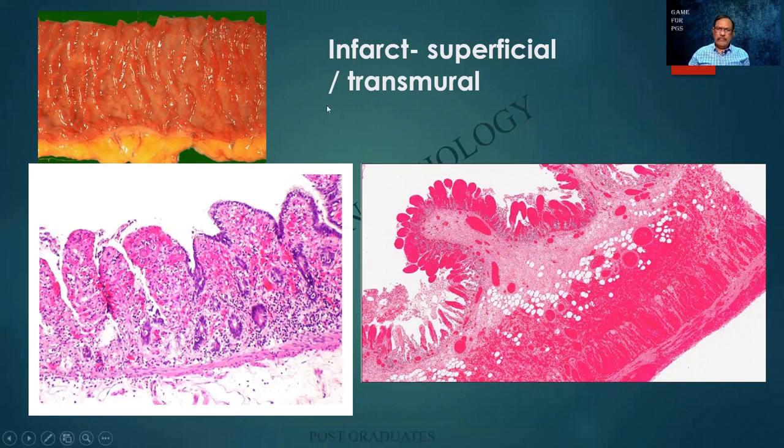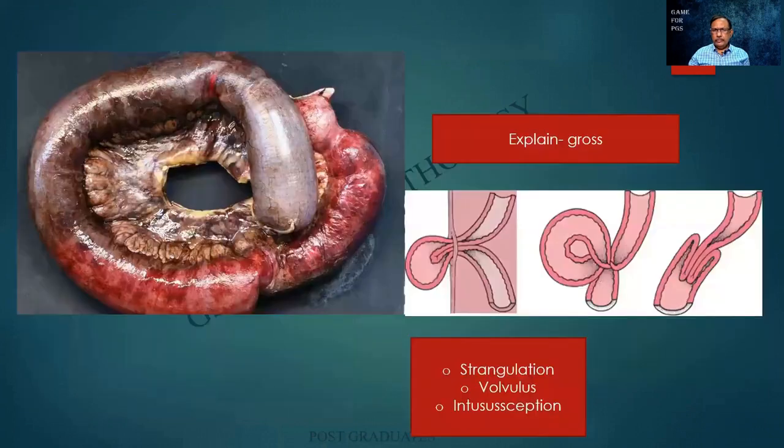So this is an infarct. Remember, two types of an infarct. There can be a superficial infarct and a transmural infarct. And what are the causes for an infarct?